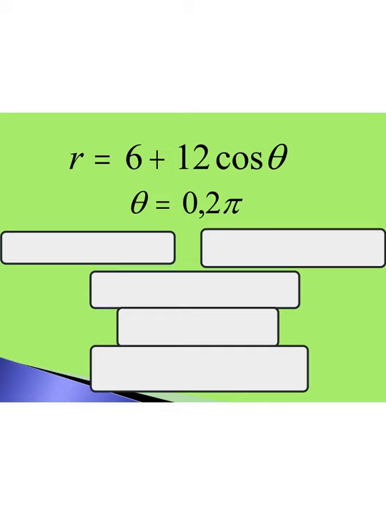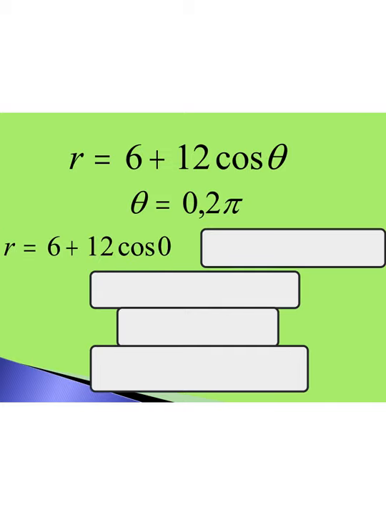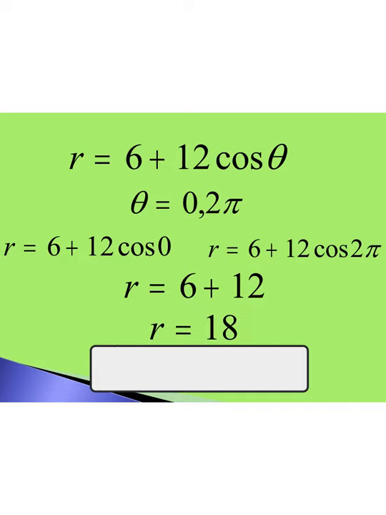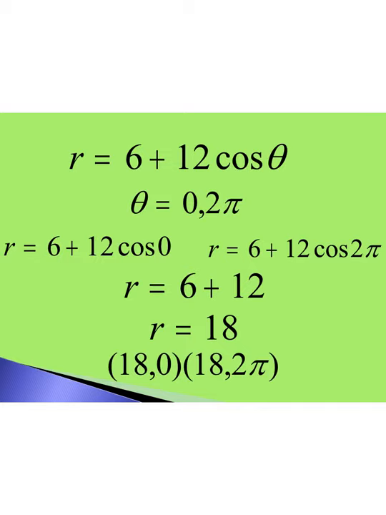To find my actual maximum value, I'm going to plug in those values. So I have r is equal to 6 plus 12 cosine of 0. And then I also have r is equal to 6 plus 12 cosine of 2 pi. Again, we discussed the fact that a maximum value for the cosine was in fact 1. So I know that cosine of 0 is going to be 1, and cosine of 2 pi is going to be 1. So these both are going to simplify to be r is equal to 6 plus 12, giving us a maximum value of 18. Which means that we're going to have a maximum value of 18 when theta is equal to 0 or when theta is equal to 2 pi.